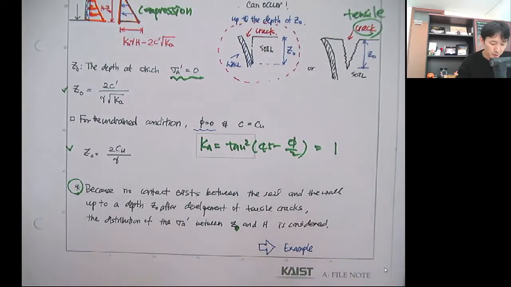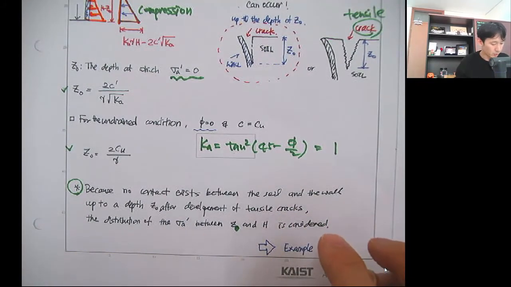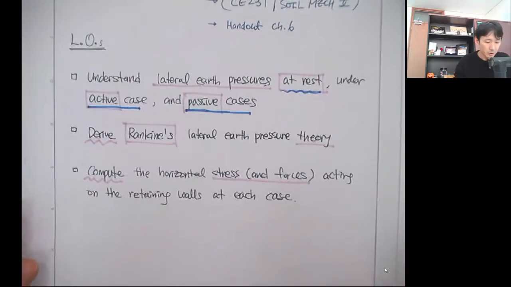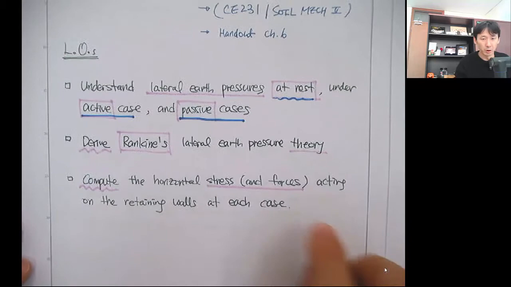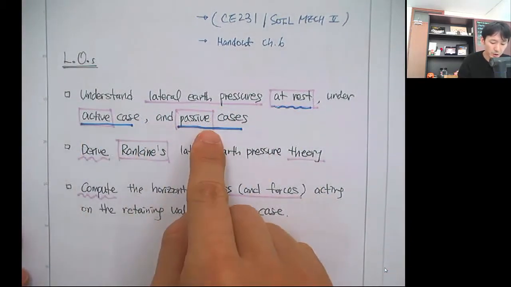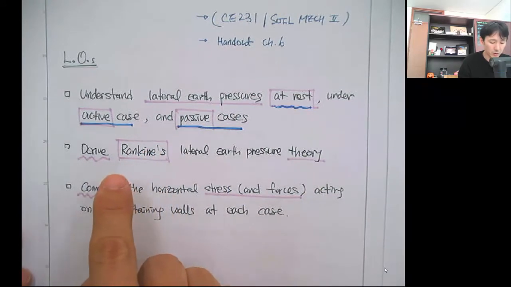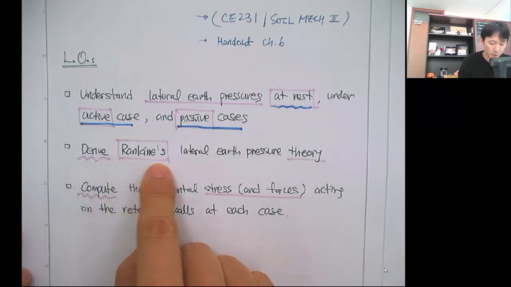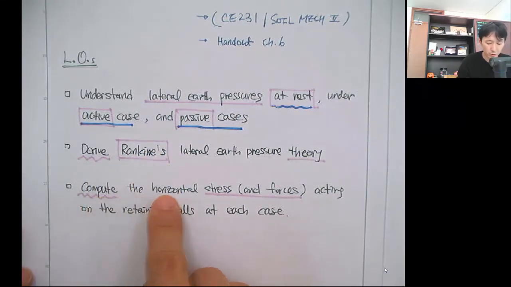Okay, in the class we're going to practice more, and we're going to discuss more using some examples. So in lecture 17, it's a little bit long, but we've seen the lateral pressures at rest, active case and passive case, and we've talked about Rankine's theory to compute the horizontal stresses.